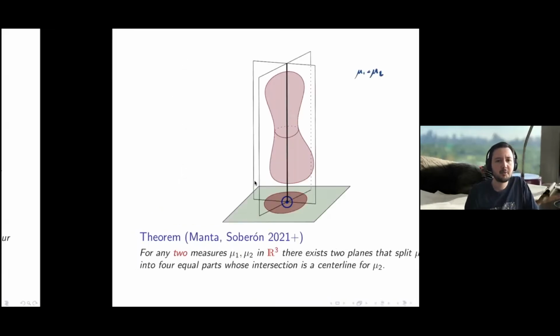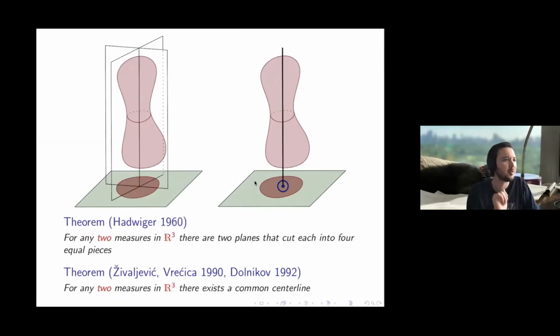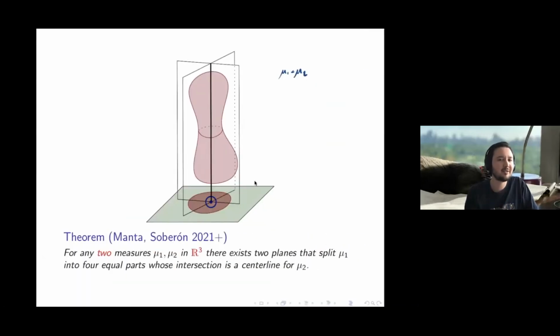Then the previous two results are completely trivial with that assumption, because you just do the results for one of them, and it also splits the other one. But in this case, when the two measures are the same, it's not completely trivial, because you would want for this bowling pin the two planes to cut it into 4 equal pieces, but with every half plane containing the intersection line having a measure of at least 1/3 of the bowling pin.